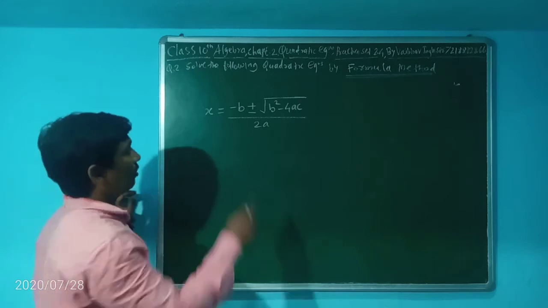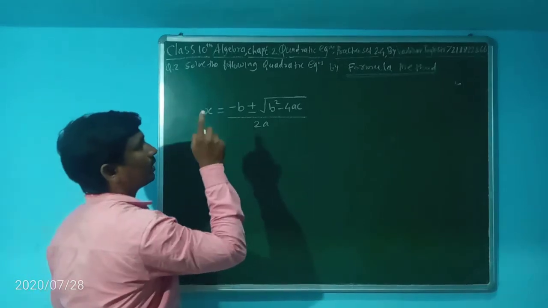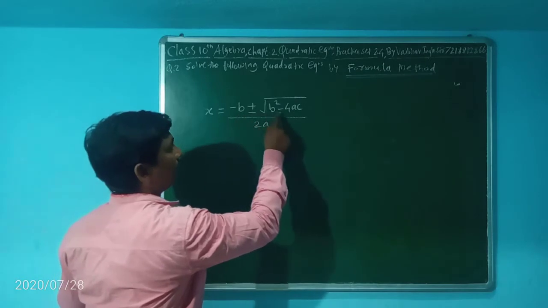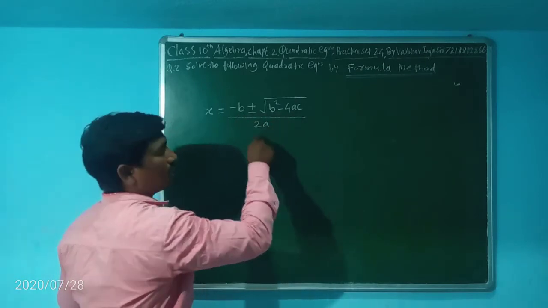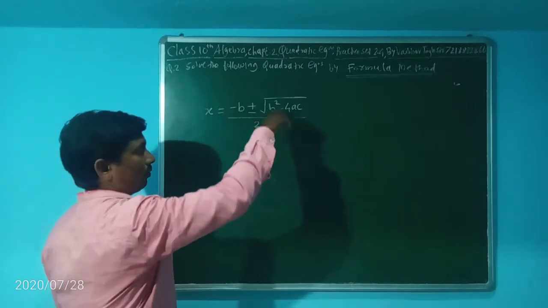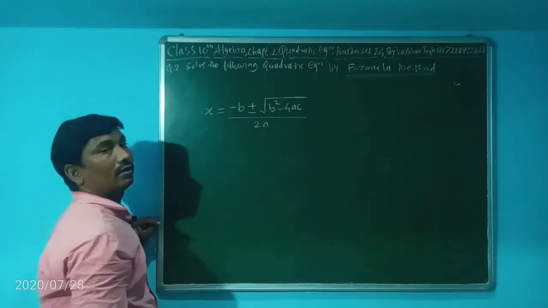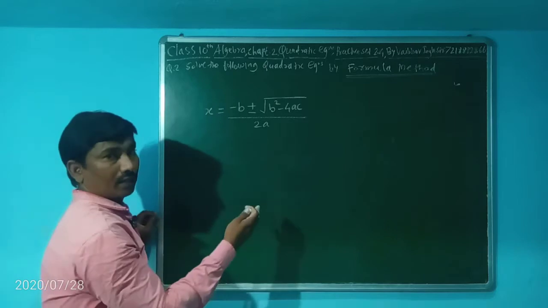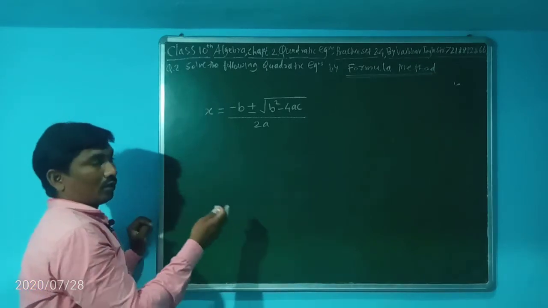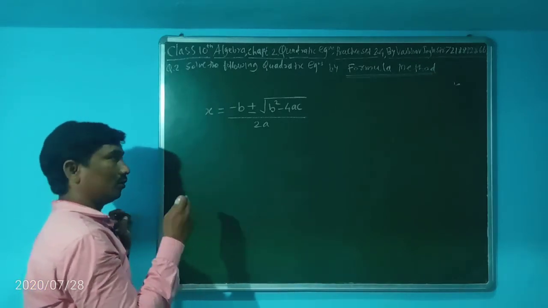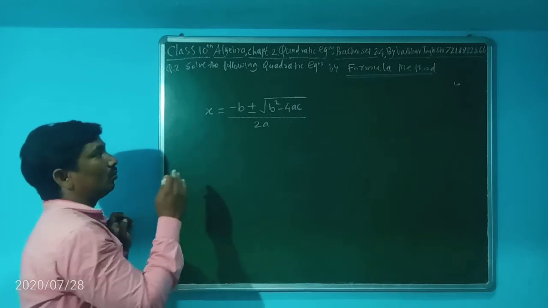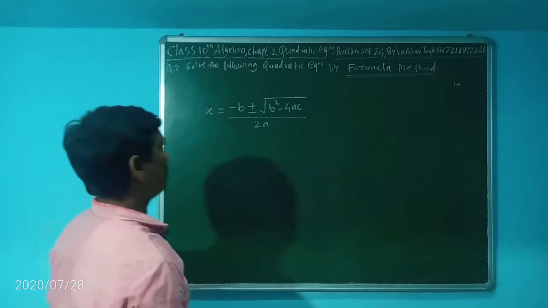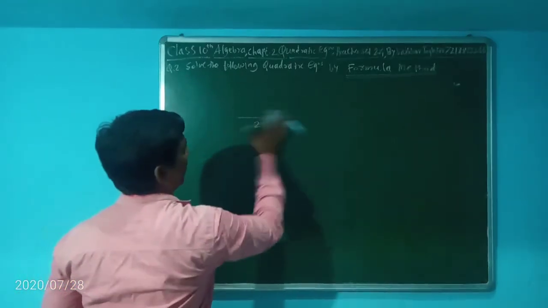What you have to do is compare the given quadratic equation with the general form of the quadratic equation, find the values of a, b, c, then put them in this formula, simplify it, and get the value of x. Whatever values of x you get will be the roots of the quadratic equation. You have to remember this formula and keep it in mind.